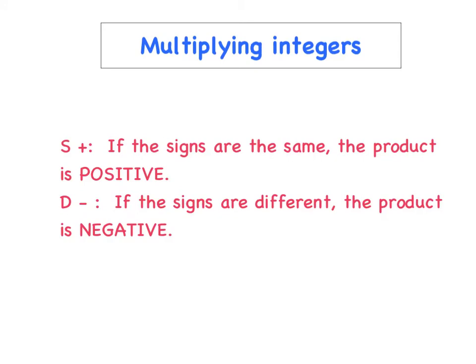Multiplying integers. Again, the S plus, D minus comes into play when we're multiplying positives and negatives. Okay, so for the S plus, if the signs are the same, the product is positive. Same signs, positive. For the D minus, if the signs are different, the product is negative. Different signs, negative.